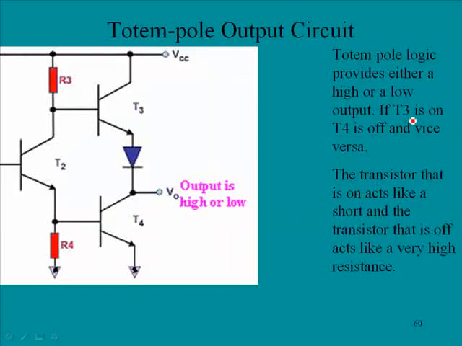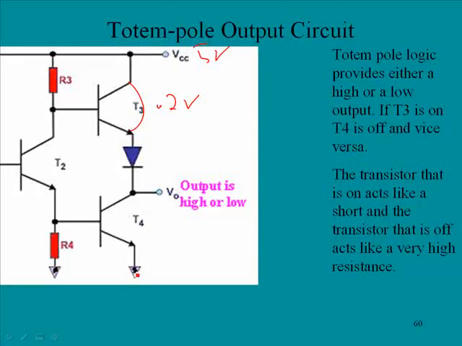Okay, then we have a totem pole output circuit. This totem pole logic provides either a high or a low output. If T3 is on, T4 is off, and vice versa. And so here we have this unique configuration, and the idea here is that one transistor will be on, the other is off. And when that occurs, the transistor that's on, remember we looked at saturation, if this one is on, we'd have only about 0.2 volts across it, and then if this is a 5 volt logic, then the remainder of the voltage would be down here.